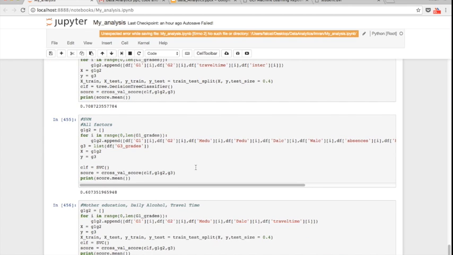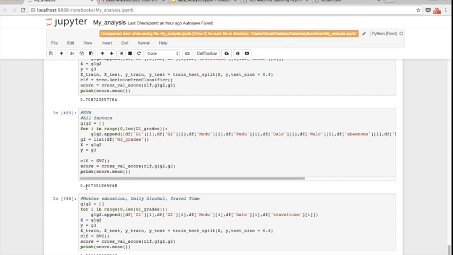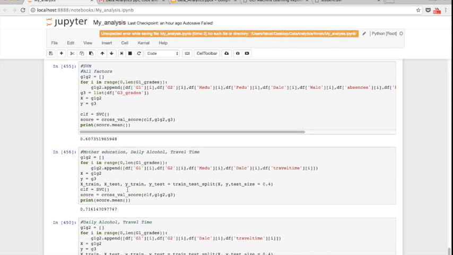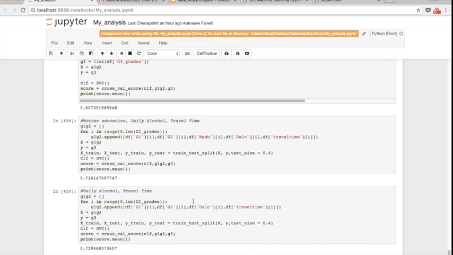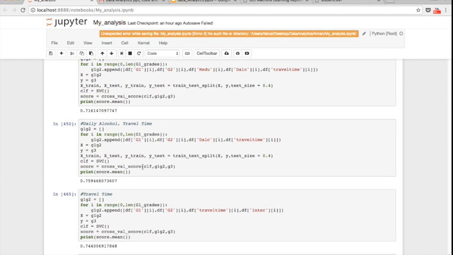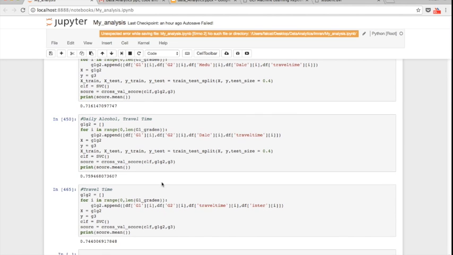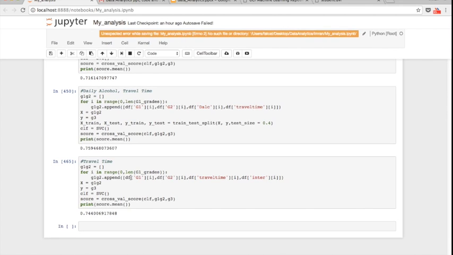Now moving on to SVM. This is all factors and I have 60%. Then looking at mother's education, daily alcohol and travel time, I have a 71% prediction score. Daily alcohol and travel time has a 75.9%. And looking at travel time and internet, I have a 74.4%.